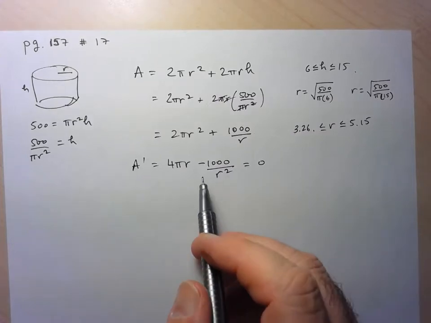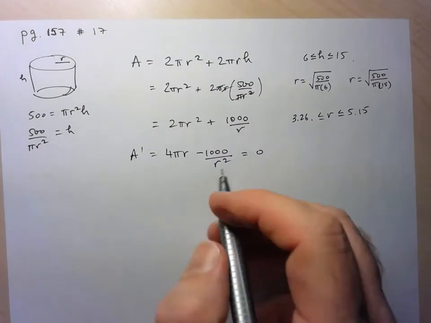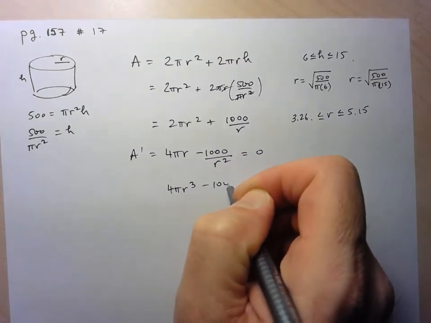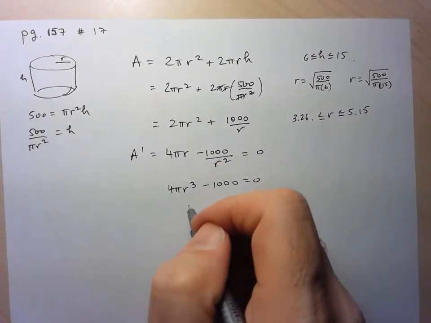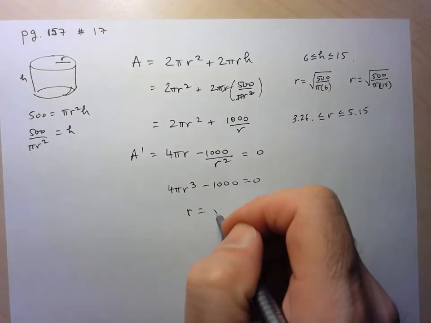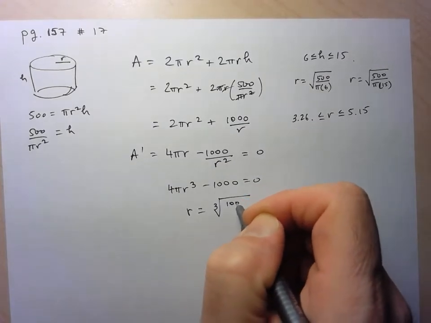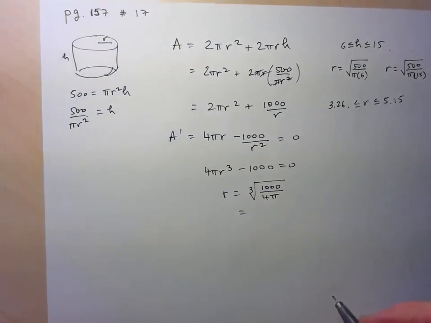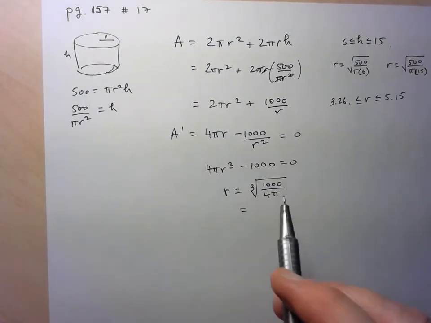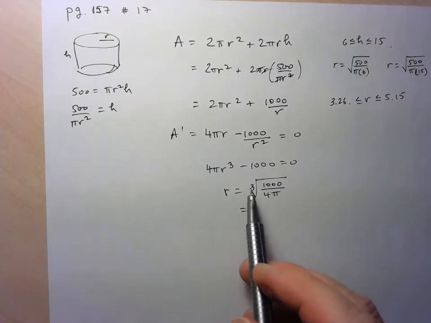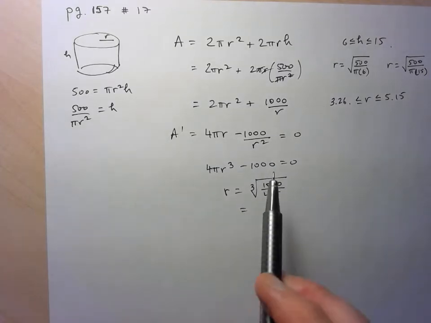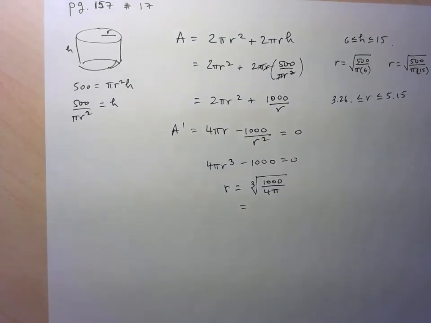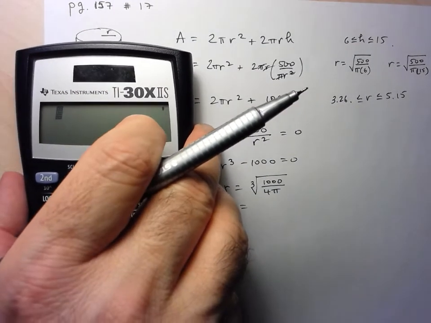Multiply both sides of the equation by the lowest common denominator, which is r squared. So I end up with 4 pi r cubed minus 1,000 equals 0. And so r is going to be equal to the cube root of 1,000 over 4 pi. Now, the question is, does this radius, which represents my critical point, actually live inside this interval I'm interested in? So we're going to have to check that.